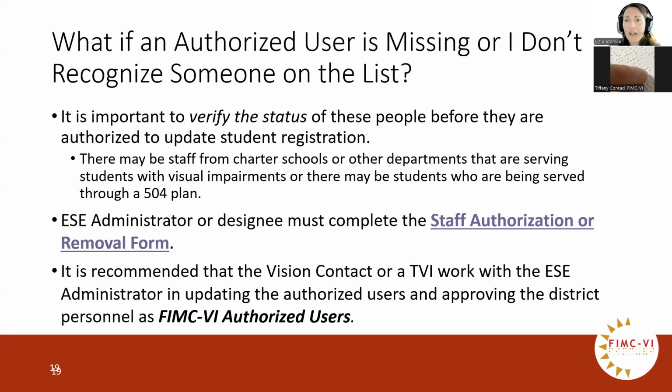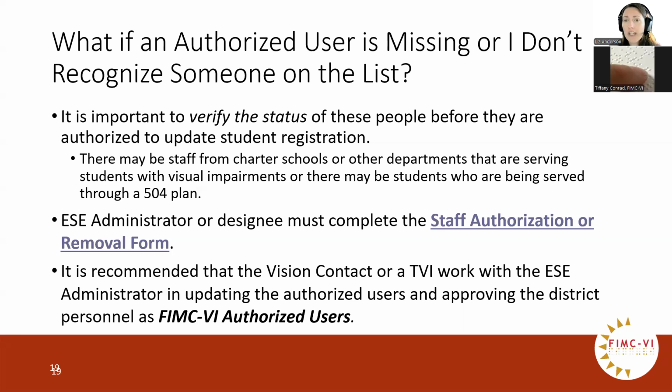So there may be staff from charter schools or other departments that are serving students with visual impairments that are on the list, or students being served with a 504 plan. So that's why it's a good idea for that director to work with a vision contact and others to verify who those individuals are. If there's someone missing, then the ESE director or their designee can complete the staff authorization or removal form that's on the form page of our website.